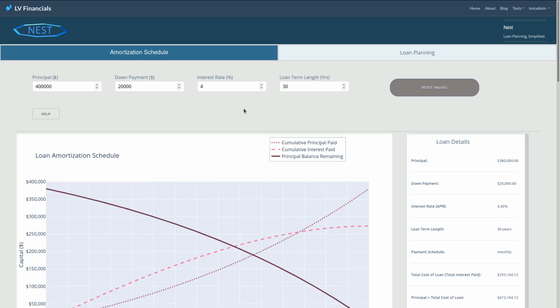The key takeaway here is that an increase in the interest rate will affect the total cost of your loan much more than any increase in principal. So unless the housing market is really hot and you expect prices to change drastically, you want to pay more attention to the interest rate and what the Federal Reserve is doing.